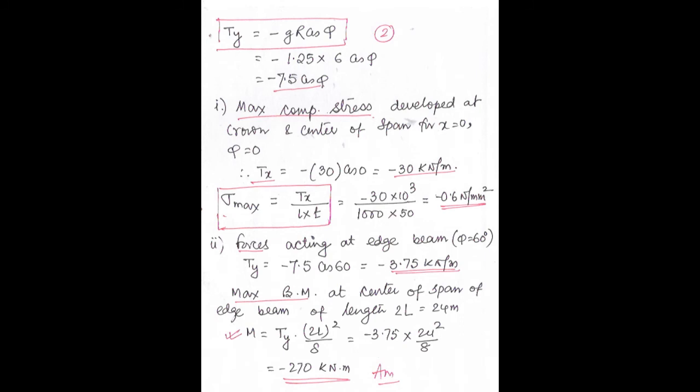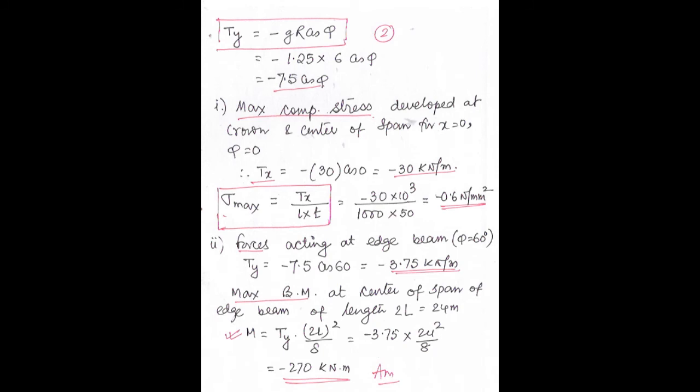Now the next part: we have to find the maximum bending moment. So first we have to find the forces acting at the edge beam. So Ty will be minus 7.5 cos phi. Now at the edge beam, the value of phi is equal to 60 degree, that is the semicentral angle. When you reach the edge of the beam, at that point phi becomes the semicentral angle, that is 60 degree. So 7.5 into cos 60 gives us 3.75 kilonewton per meter.